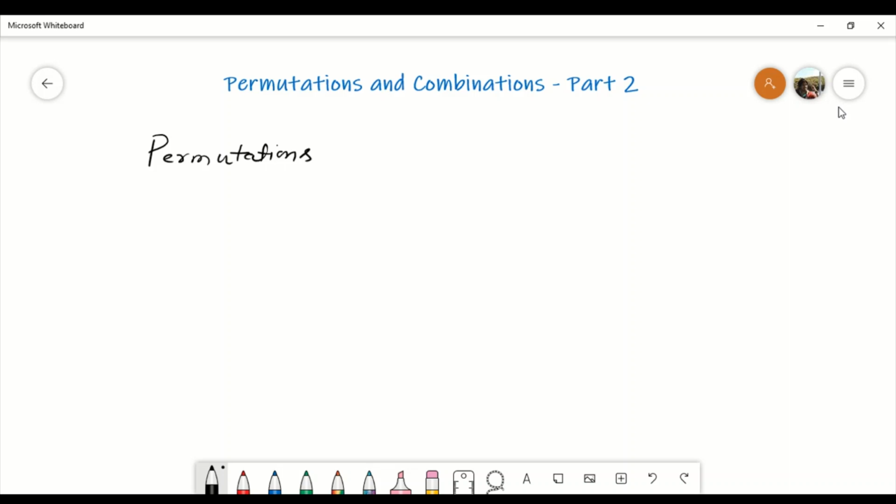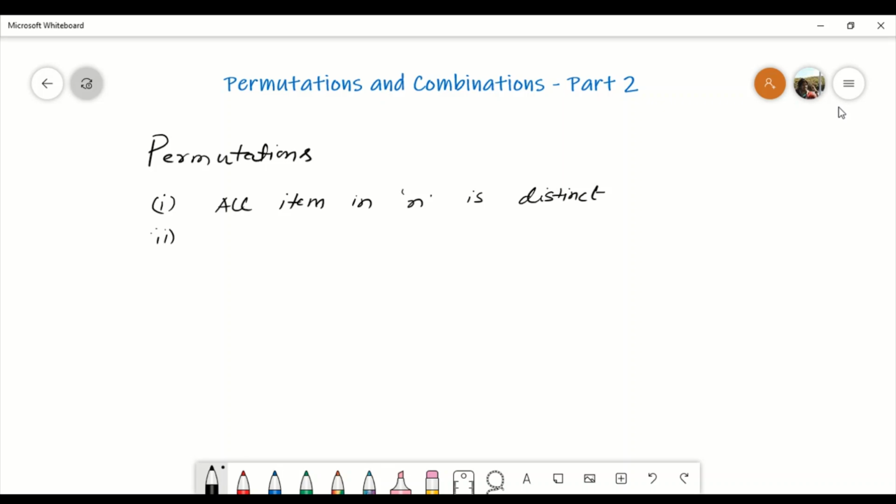So before starting, we are going to impose two constraints here for now. The first constraint is that all items in n are distinct. So there are no two similar items. Every item in the pool of n items is a different, distinct item.